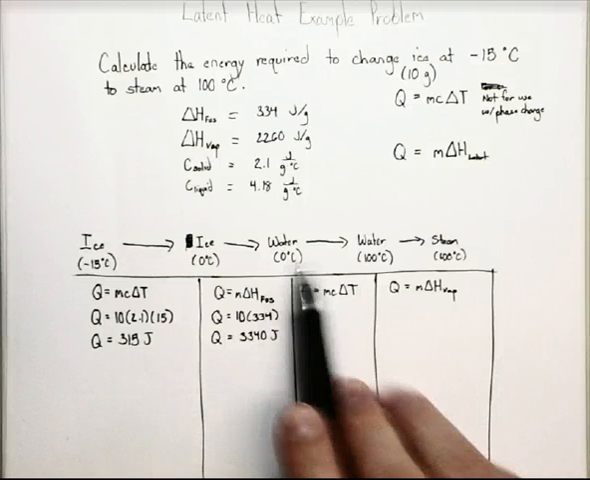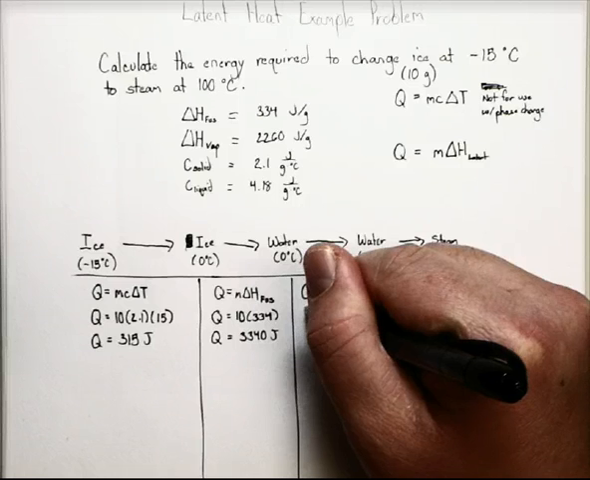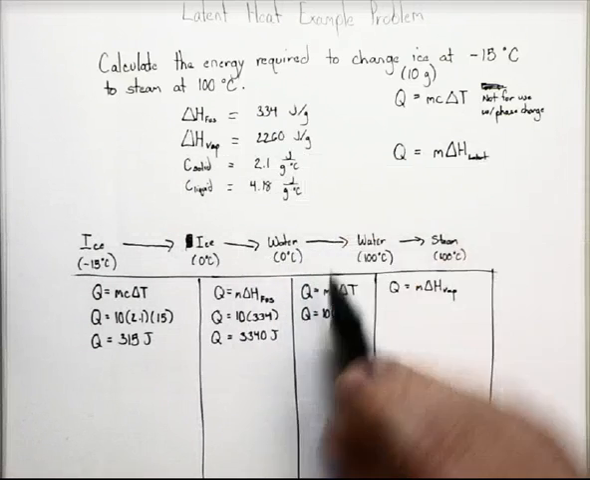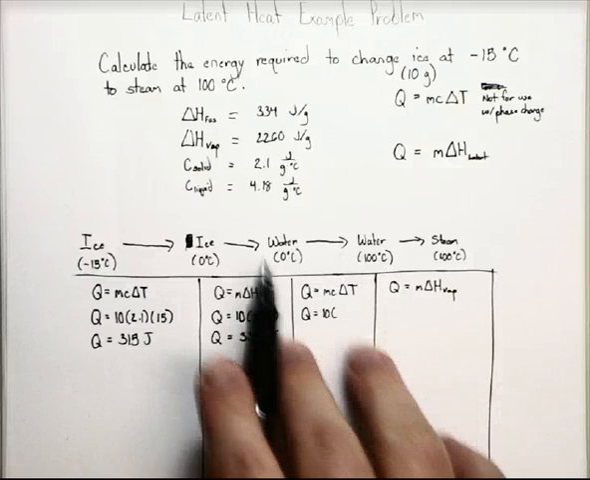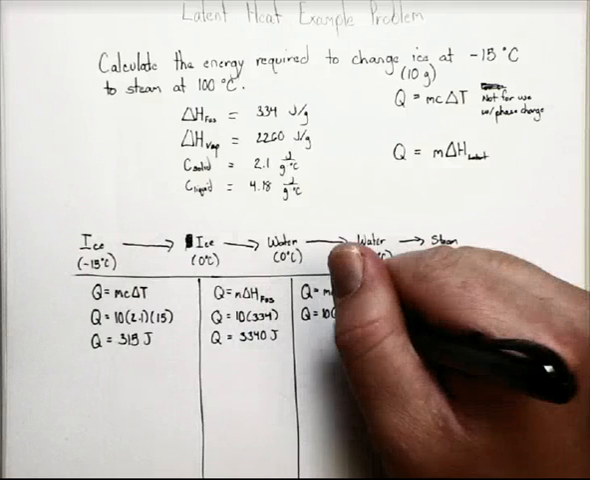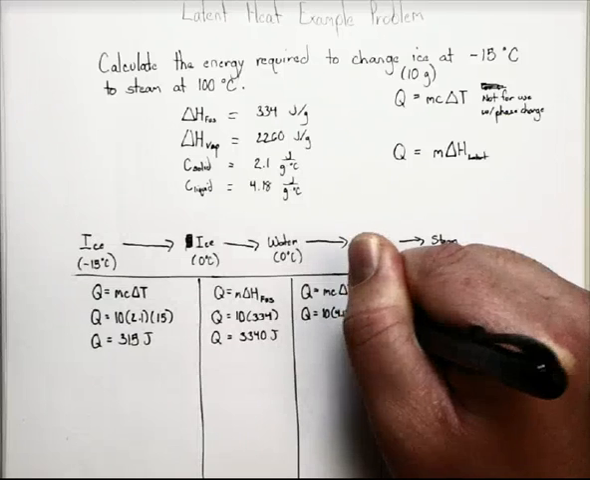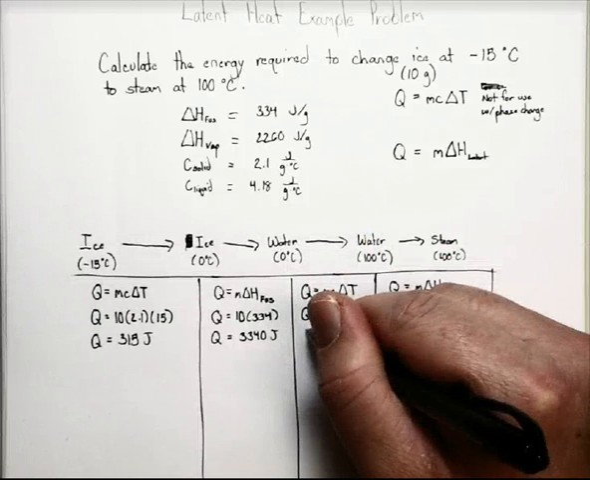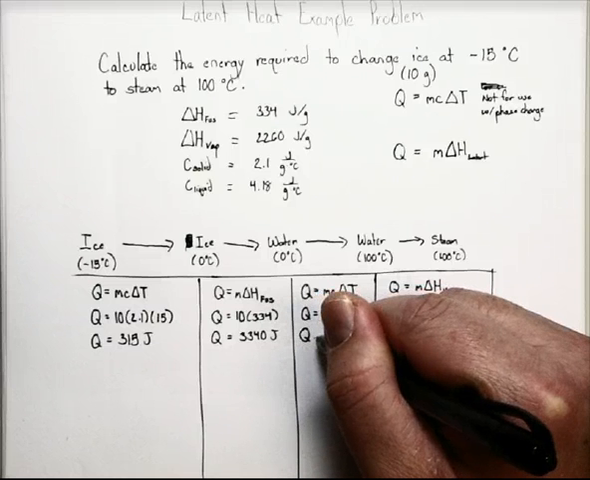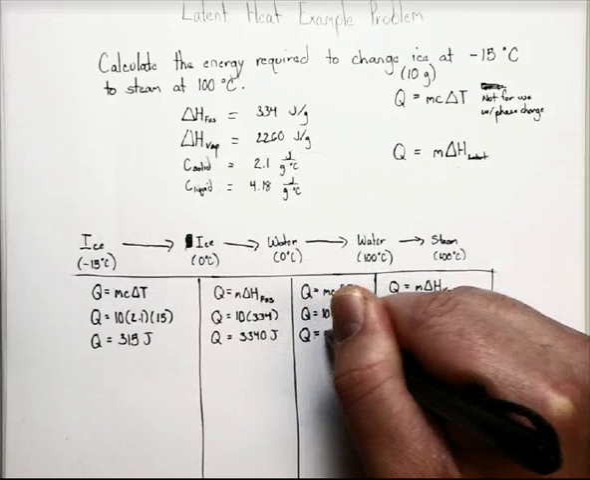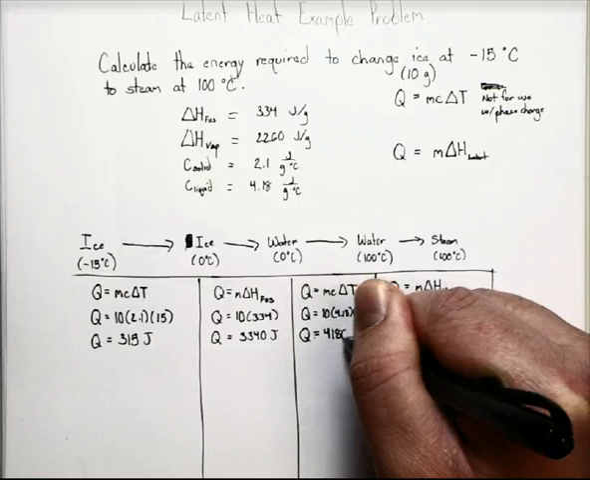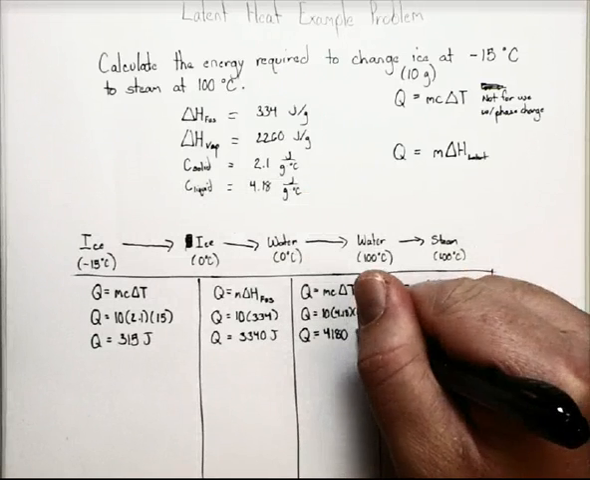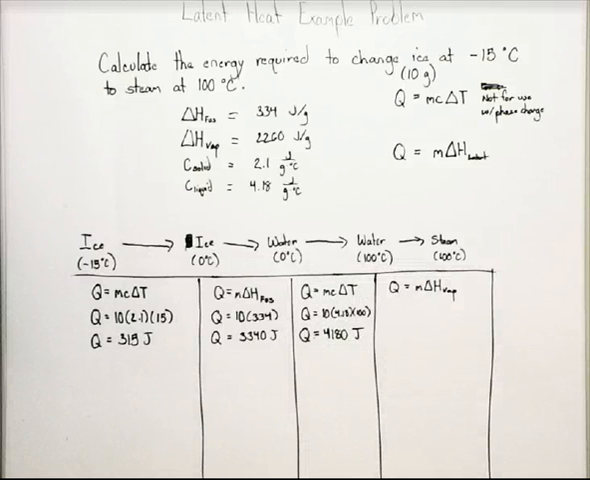Now we have our situation where water's heating up. So just as before, the mass is 10. We now need the specific heat of liquid water, and that is 4.18. And our temperature change this time is 100. So the amount of energy required will be, unless I'm mistaken, 4,180 joules.